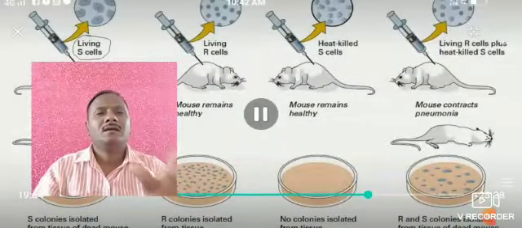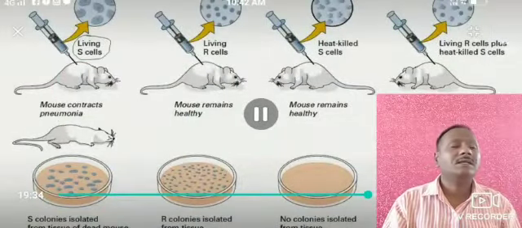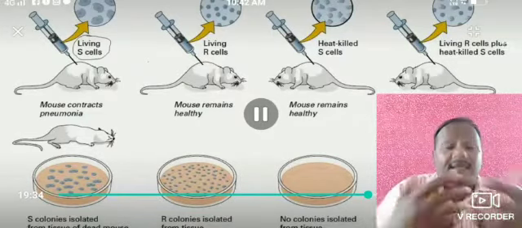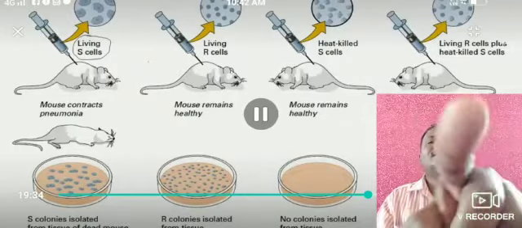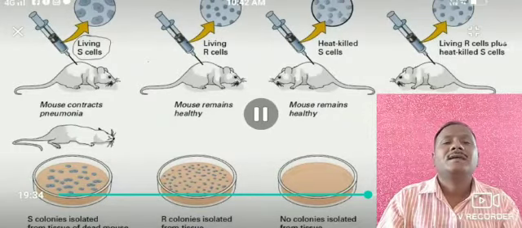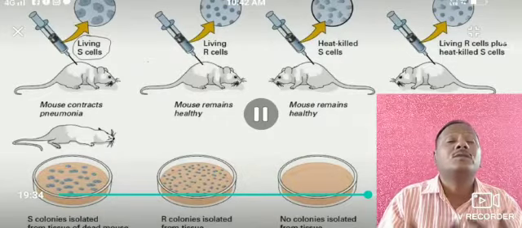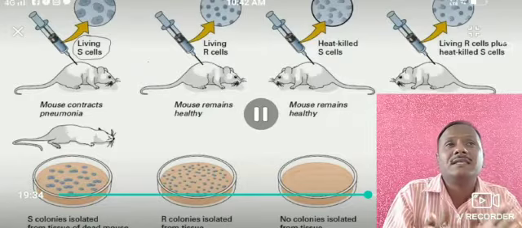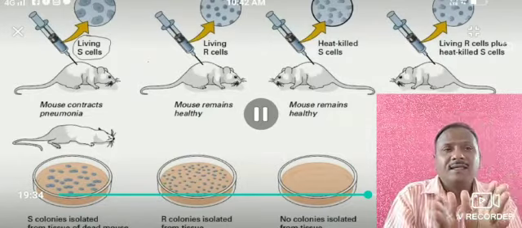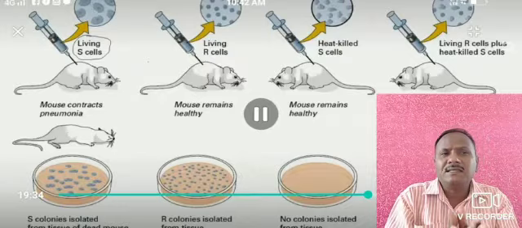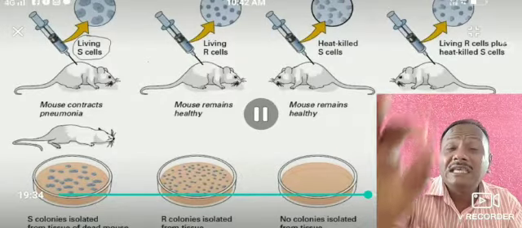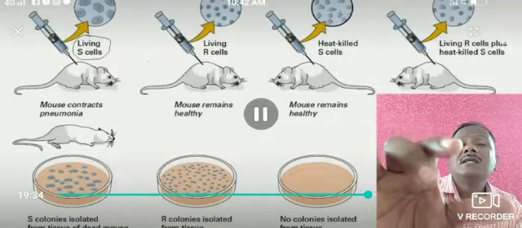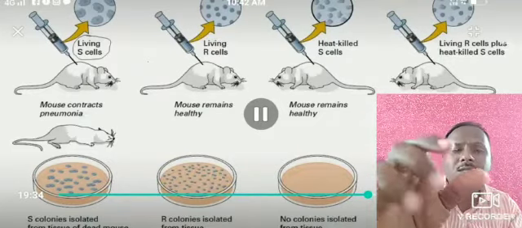This is the idea about the experiment, how he carried out the experiment on mice. In the first step, he selected the smooth strain. Smooth means the Streptococcus pneumoniae S strain. S means pathogenic, virulent, and encapsulated. He injected the S strain into living mice.